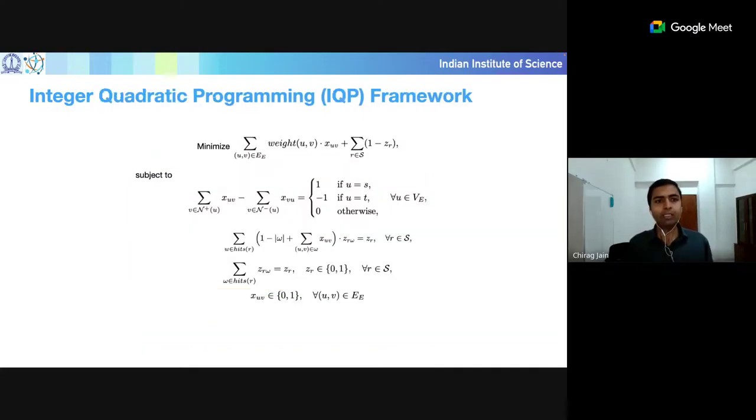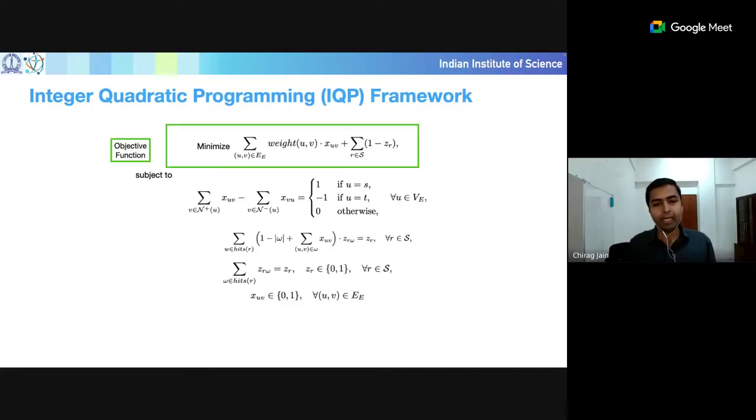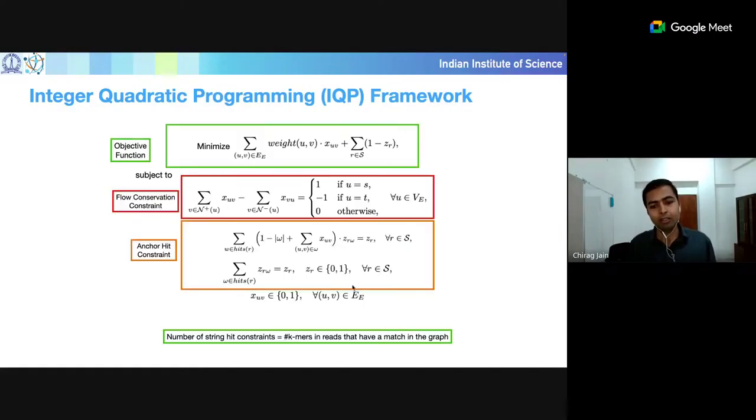So as a result, we also developed this quadratic programming framework, in which we are allowed to have quadratic constraints as well. And as you can see, this is the quadratic constraint in which two variables are having a product with each other. Again, we have flow constraints, and this time the number of anchor hit constraints are reduced. The number of anchor hit constraints are now only the number of k-mers in the reads that have a match in the graph. Whereas in the previous case, if a k-mer has, let's say, 5 matches, then we will have 5 different constraints. But now we have only a single constraint for each k-mer in the read.